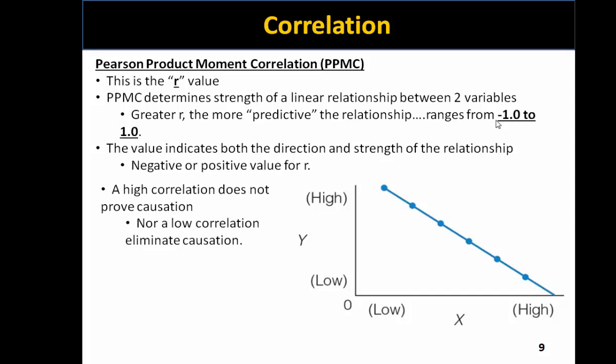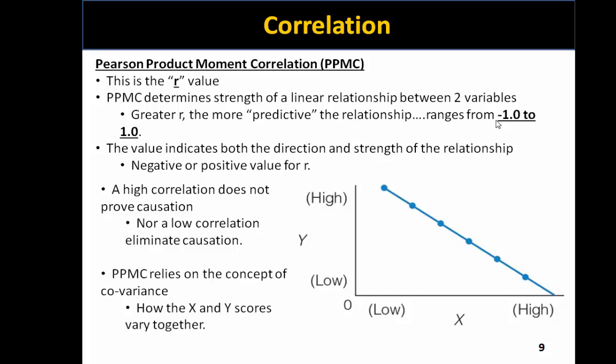Once again here, a high correlation, so a very strong correlation value that's close to 1.0, even though it's very high, it does not prove causation. Nor does a low correlation eliminate causation. So to establish causation, cause and effect, additional studies would have to be conducted with very different types of experimental designs. And the PPMC relies on the concept of covariance.